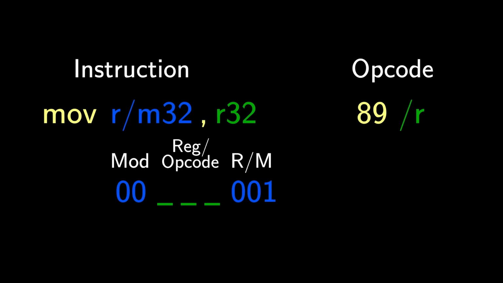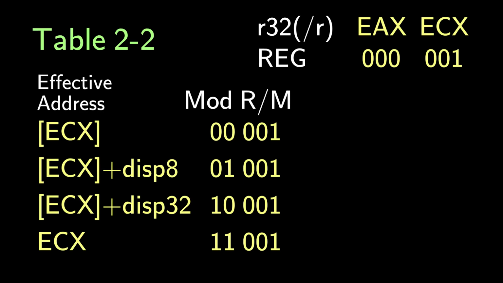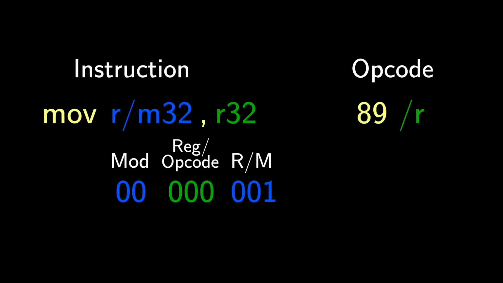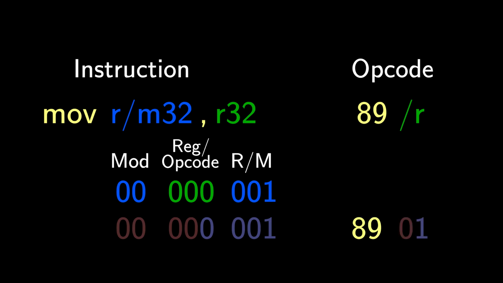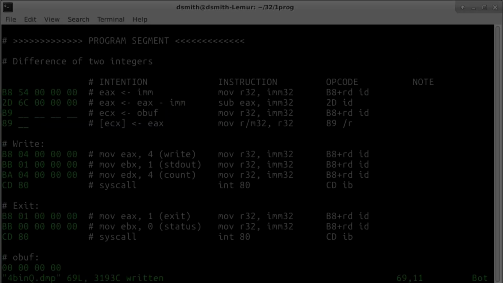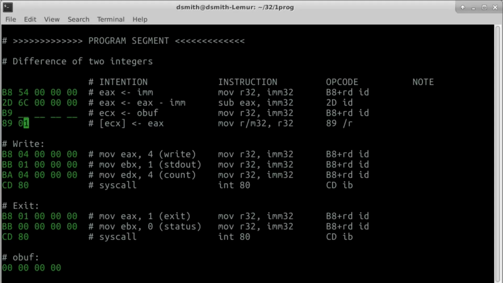/r in the opcode column means the reg opcode field indicates which 32-bit register is operand R32. There is an entry R32/r in the leftmost column of Table 2.2, near the top. We find EAX in that row, and the associated 3 bits are 000. So 000 goes in the reg opcode field. I recolor the bits in groups of 4 and convert binary to hexadecimal for a ModRM byte of 01. 01 goes in the blank. I show the ModRM bits in the note column.